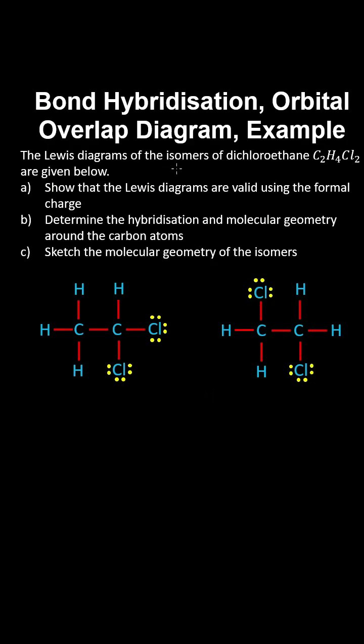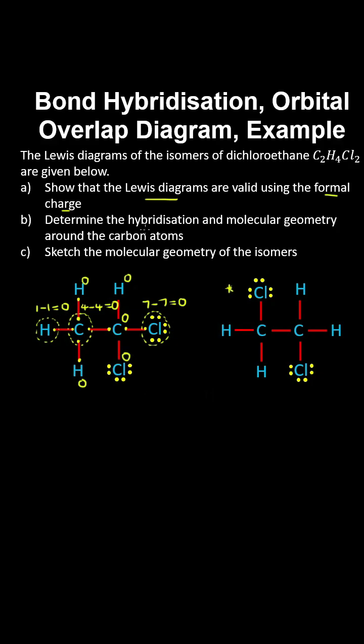The Lewis diagrams of the isomers for dichloroethane are given below. We're first asked to show that the Lewis diagrams are valid, so we assume that the bonded electrons are shared equally between the atoms, and hydrogen has one valence electron minus one assigned electron, which gives a formal charge of 0. If you do the same for the carbon, and the same for the chlorine, the formal charge on all these atoms is 0. And you can do the same for this isomer.